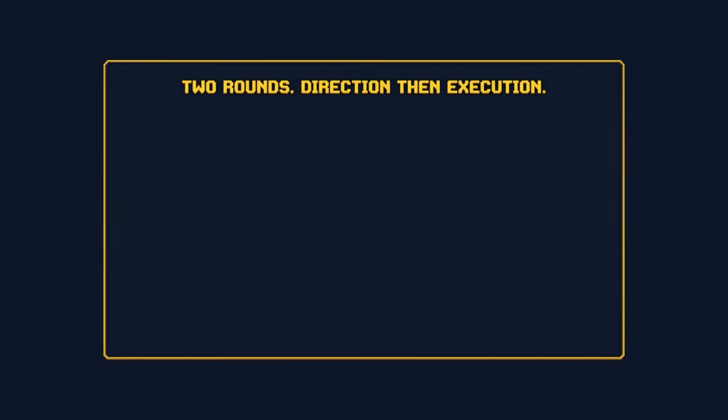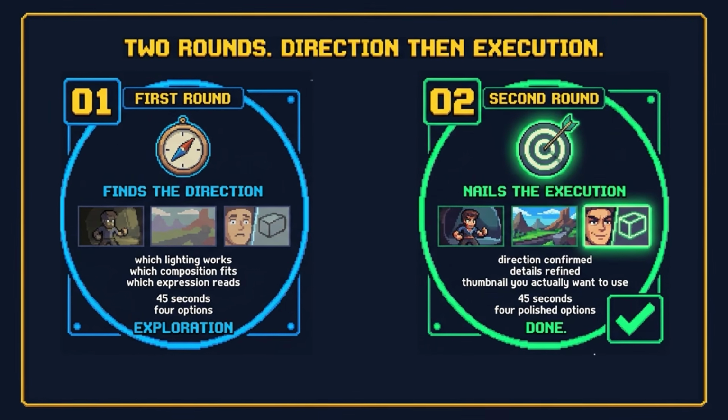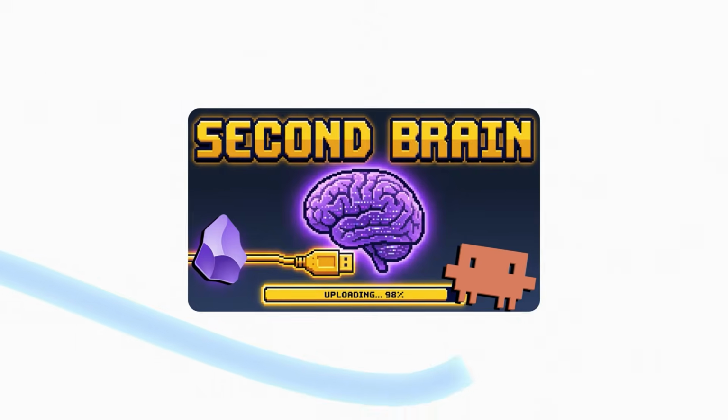2 rounds of iteration is usually all it takes. First round finds the direction, second round nails the execution. You end up with a thumbnail you actually want to use.